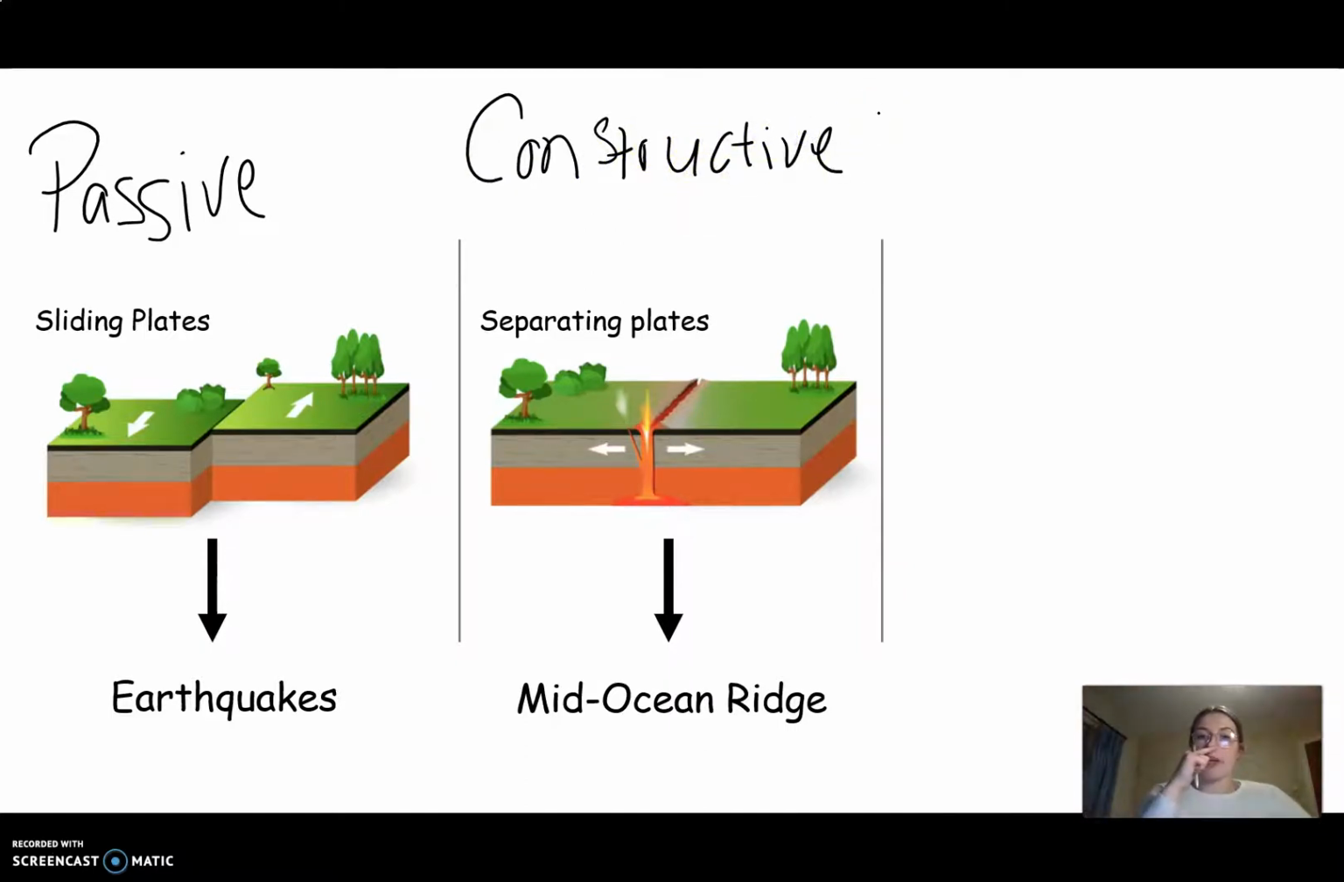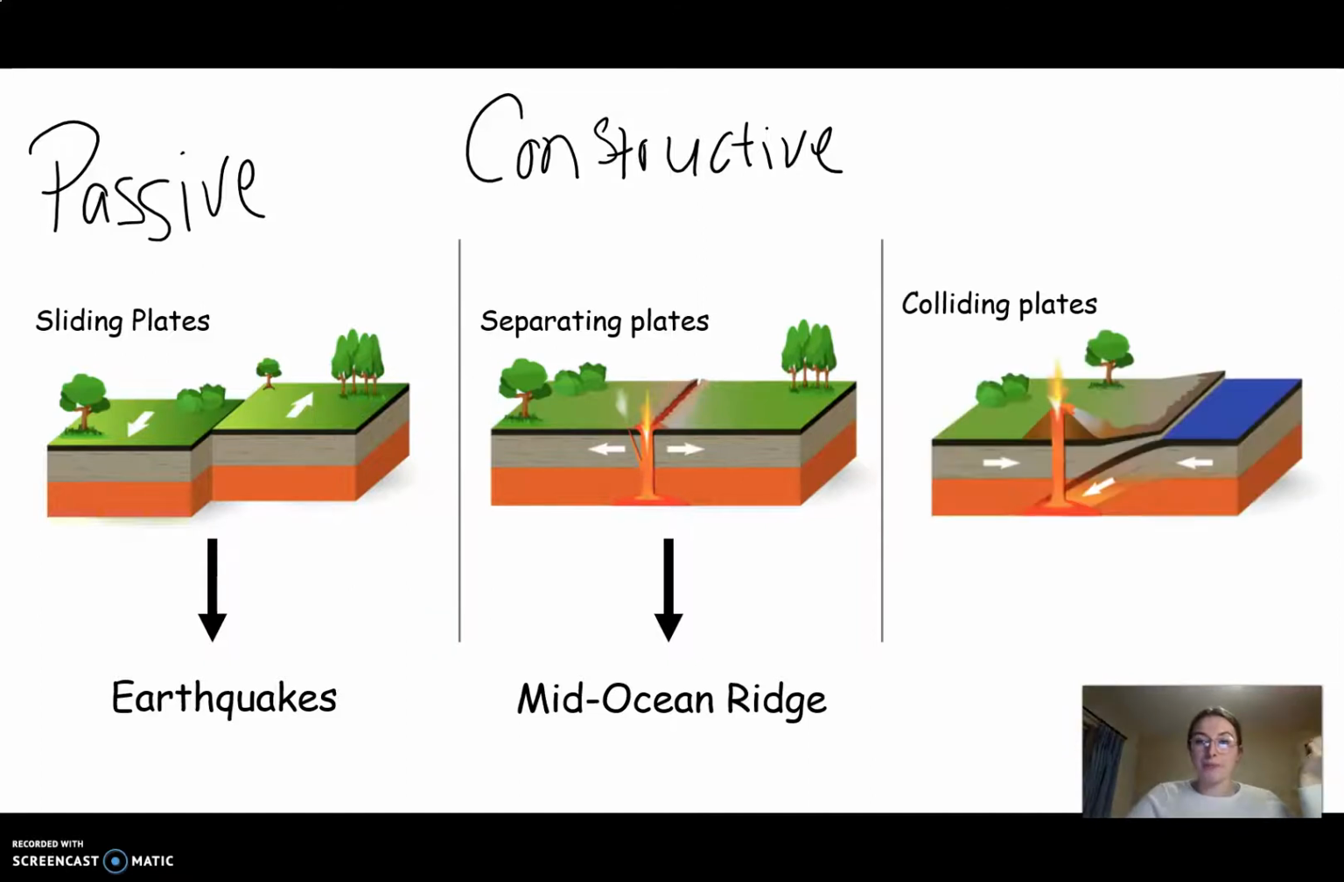Constructive plate boundaries, okay? The reason they're called constructive plate boundaries is because they're constructing new land, okay? So as the plates pull apart, the magma rises to the surface of the Earth. It's then called lava. It hardens to create new land, so they're constructing new land. Therefore, they're constructive plate boundaries.